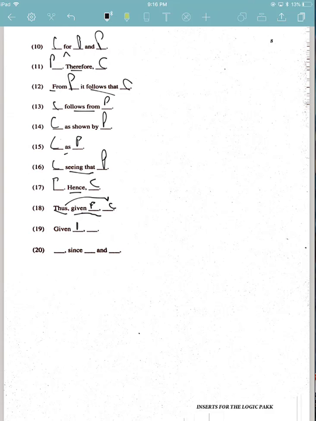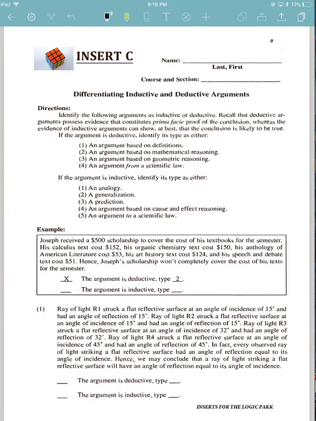So given that P, we're going to have conclusion, and of course here we have P because since. Let's try that again. We're going to have conclusion, since P and P. So let's have that. Insert C, okay?